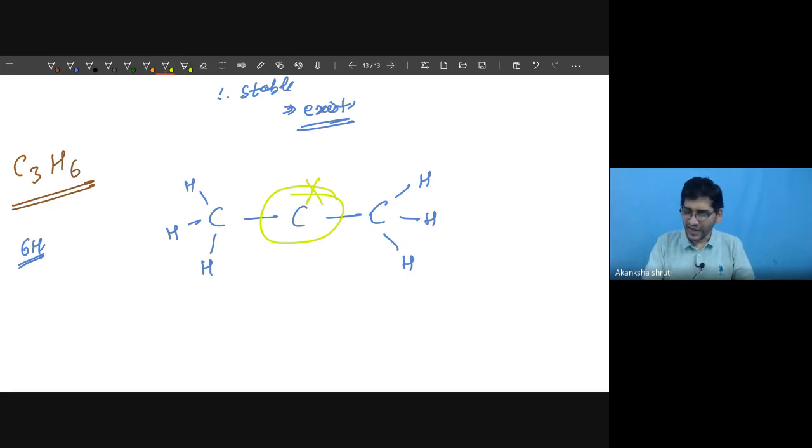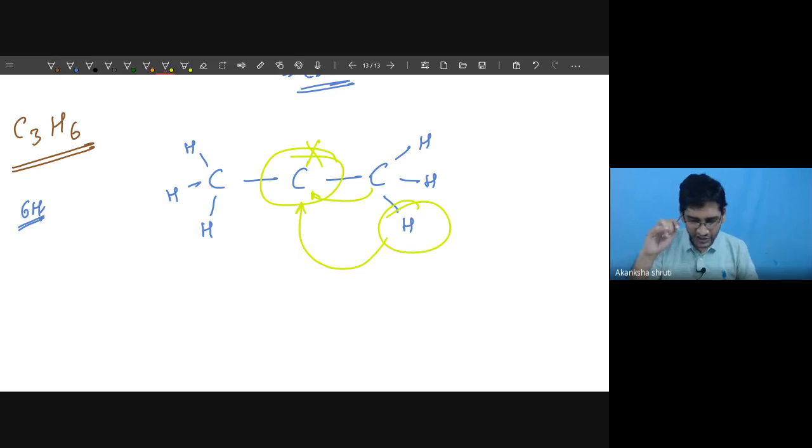So what to do? I need to rearrange these hydrogen. How can I rearrange? Students, I can rearrange in many ways. Say I remove this hydrogen and make the bond here. Then while one of the hydrogen is removed, this carbon also needs to form the bond here. So observe what could be the correct structure.